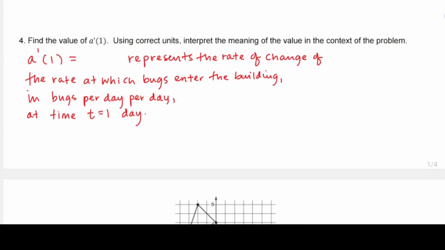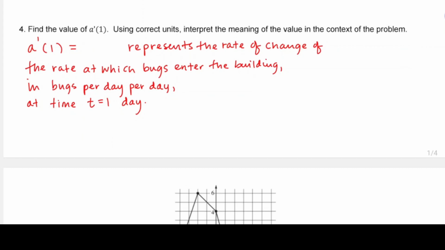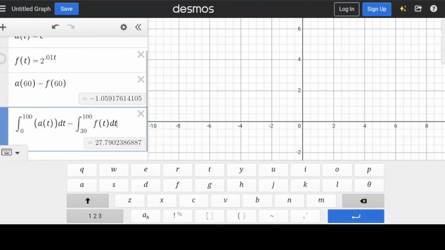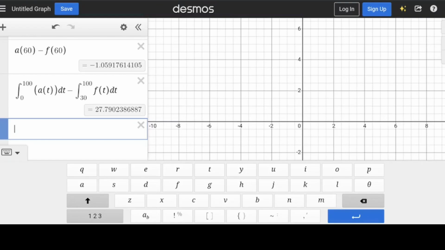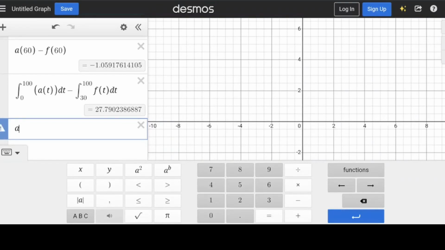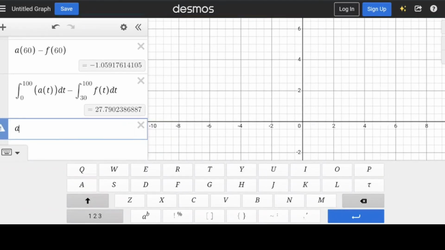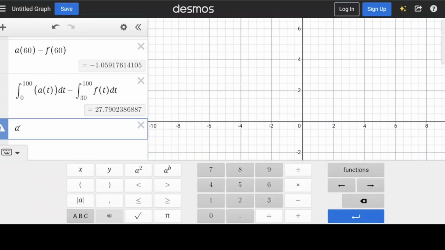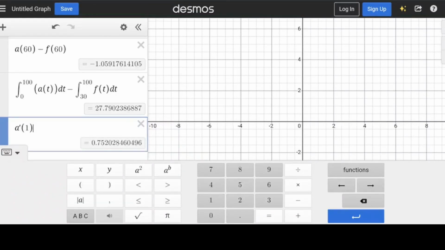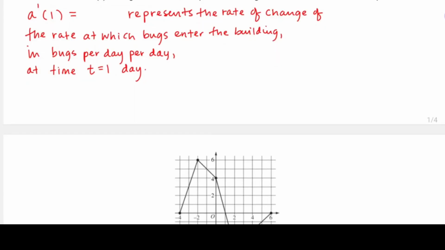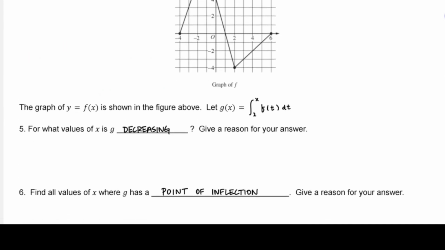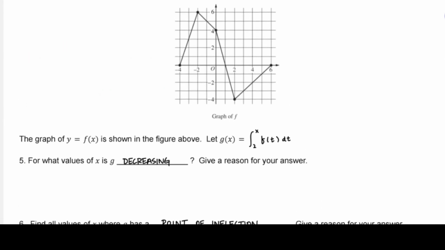Okay, so that's 1 through 4. Oh, but I didn't actually find the value of a prime of 1. So go back over here and I just type in a prime, I can get that down there, of 1, and that'd get me 0.752. There we go. All right, now this one will not require a calculator at all.